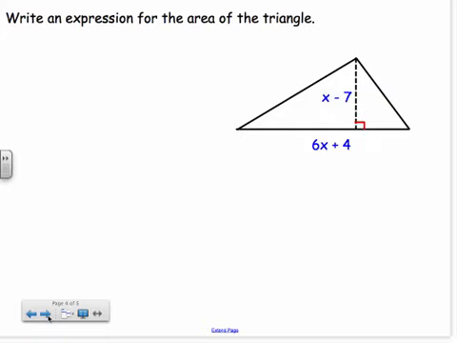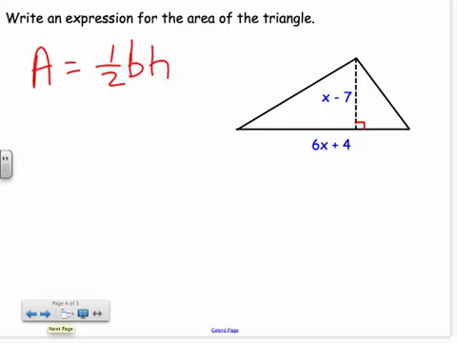Last thing, let's use this in geometry here too as well. It asks us to write an expression for the area of the triangle. Well, before we can do that, we got to remember what area of a triangle is. And if you remember, it's basically half a rectangle. So instead of using length and width, we use base and heights for triangles. And so it's 1/2 base times height. So 1/2 times the base times the height.